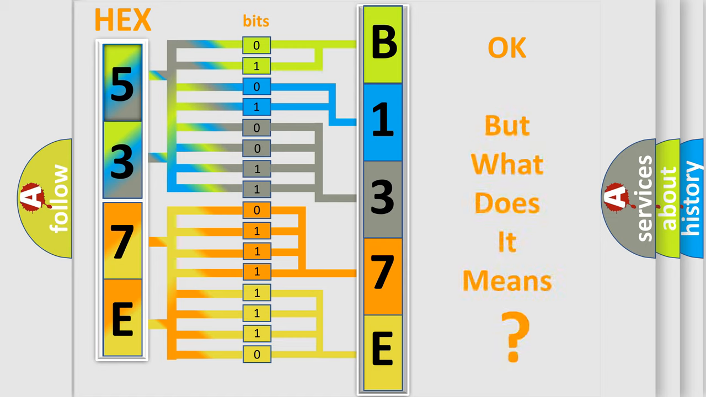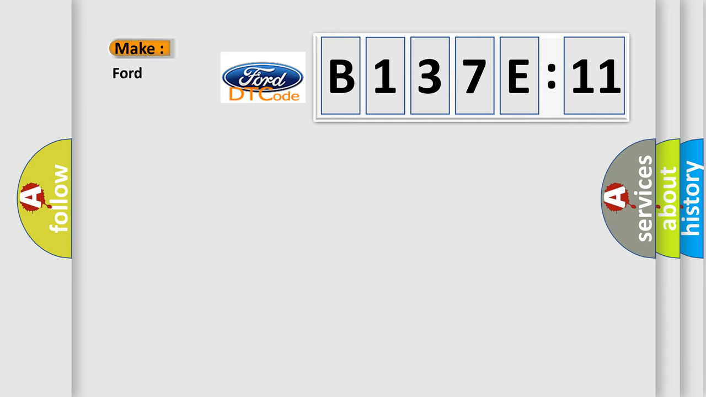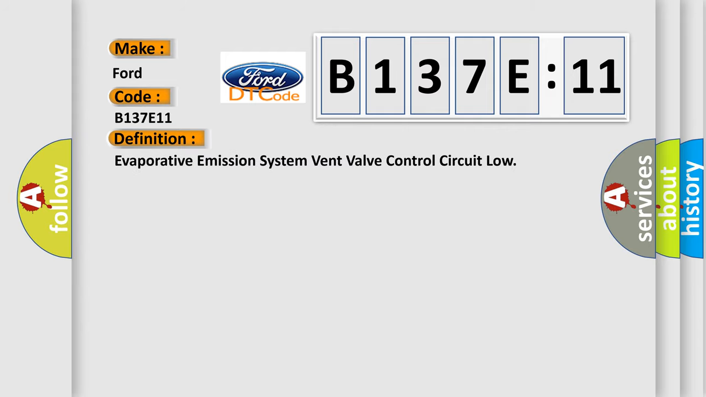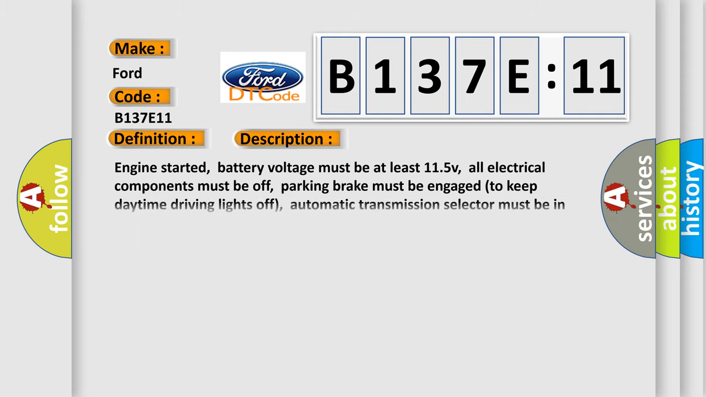The number itself does not make sense to us if we cannot assign information to what it actually expresses. So, what does the Diagnostic Trouble Code B137E11 interpret specifically for Infinity car manufacturers? The basic definition is evaporative emission system vent valve control circuit low. And now this is a short description of this DTC code.